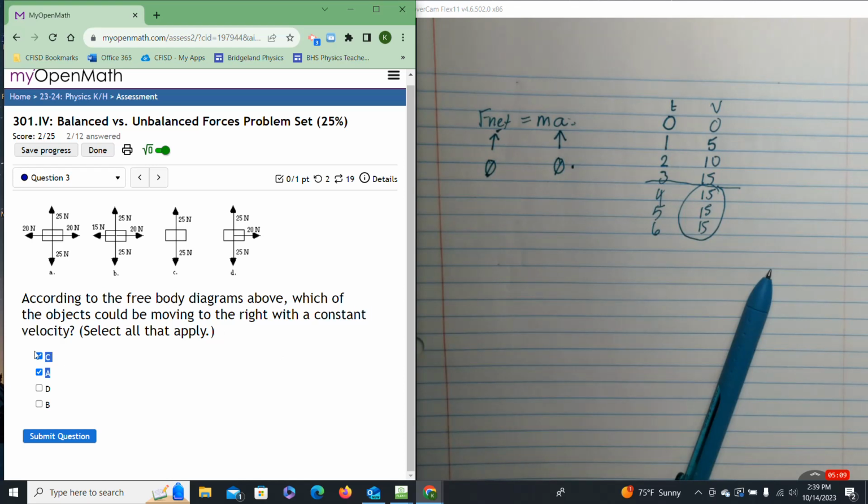These two could be moving at a constant velocity, but what about the words to the right? Could they be moving to the right? And the answer to that is yes. Looking at these free body diagrams, we don't actually know which way these objects are moving. There is not enough information here. We don't even know if they're moving. But again, it says could be. These two could be moving to the right with a constant velocity. For the record, any of these could be moving to the right. But the only ones that could be moving to the right at a constant speed are A and C.